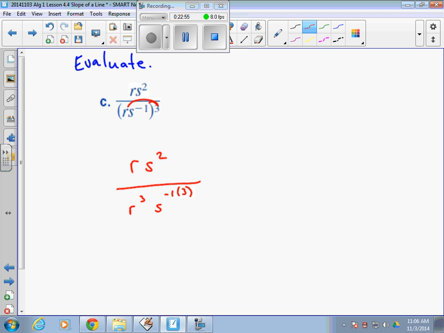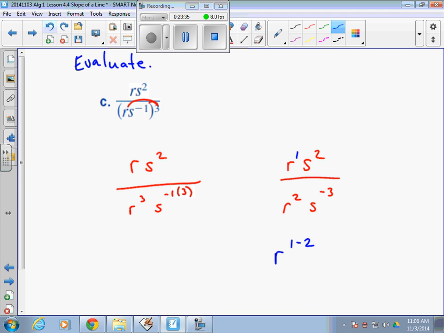Okay, first thing you want to do is make sure you distribute that third power in the denominator. R becomes r to the third power, s to the -1 gets raised to the third power. So what you have now is r s squared over r to the third, s to the -1 times 3 is s to the -3rd. So now we still have same bases, r and r dividing by each other. The first r doesn't have an exponent on it, so you treat it as if it says 1. What that means is r to the 1 minus 2 since they're dividing.